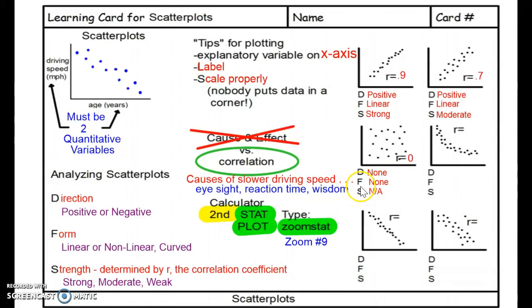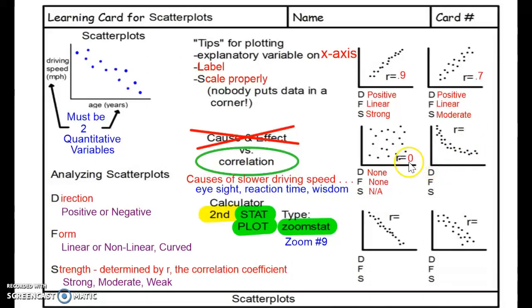And then finally, the strength. Since there's no direction and since there's no form, it's not applicable to put any kind of strength on this at all. So there is no strength at all on that one. I wouldn't even call it weak, because there's no direction and no form.